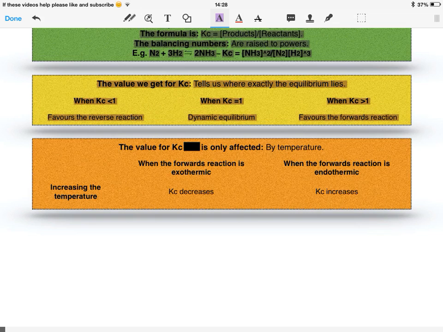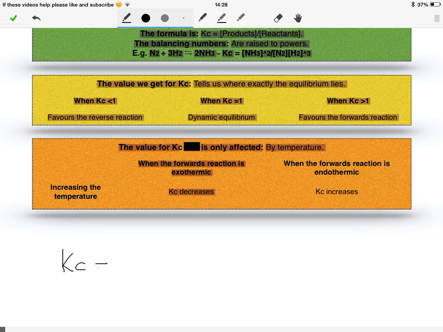Finally then, the value for Kc is only affected by temperature. And so we might be asked, well, if we increase the temperature, what happens to Kc? Well, if the forwards reaction is exothermic, then Kc will decrease. And I can kind of demonstrate this here. So if we imagine we've got Kc equals concentration of products all divided by concentration of reactants.